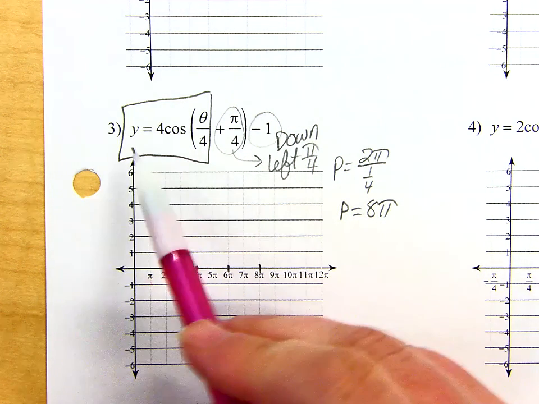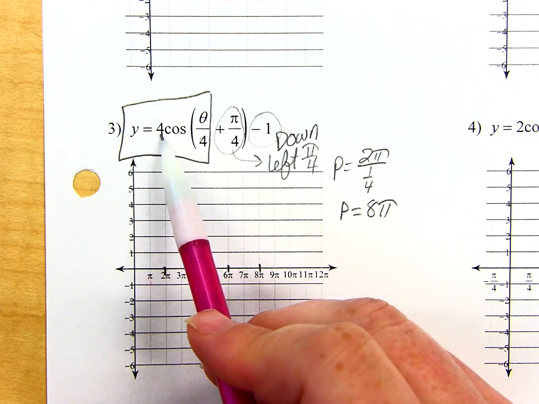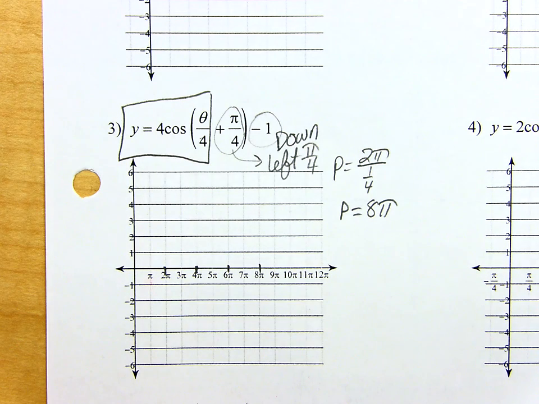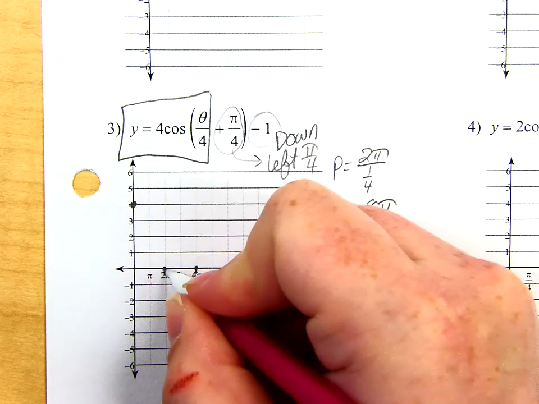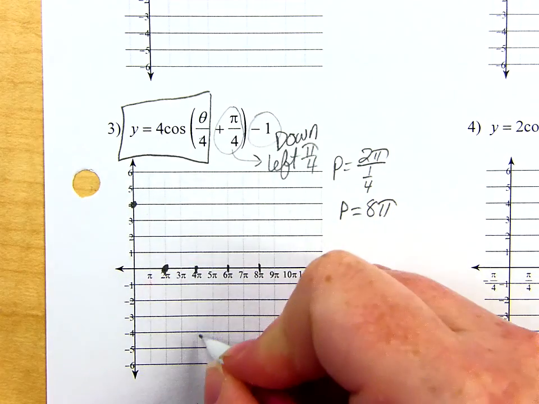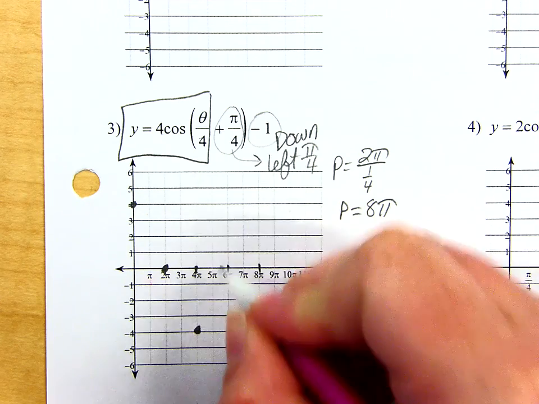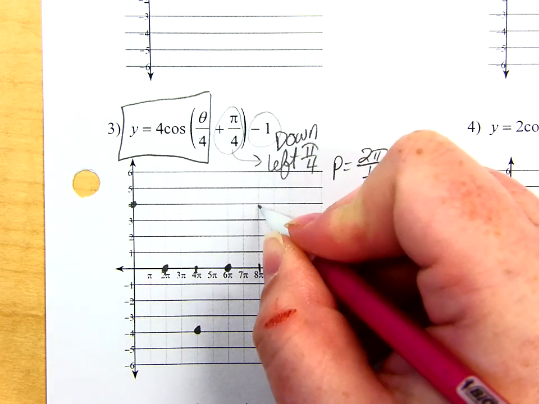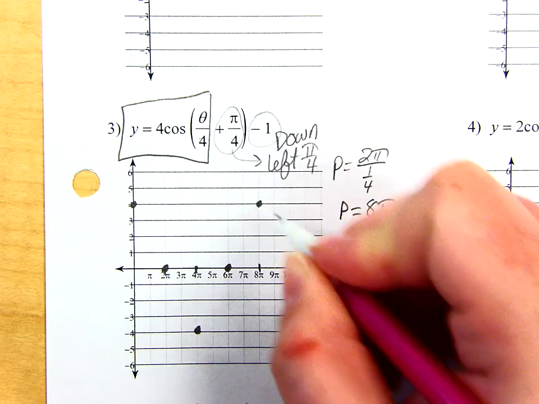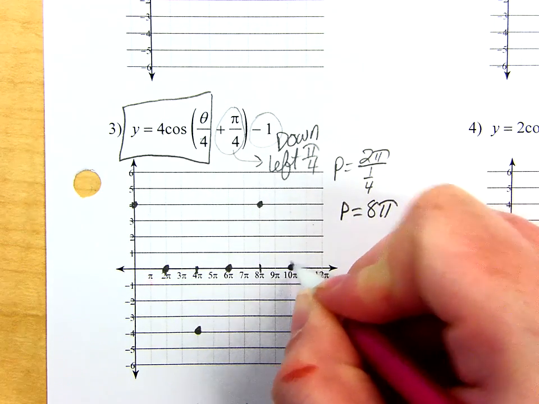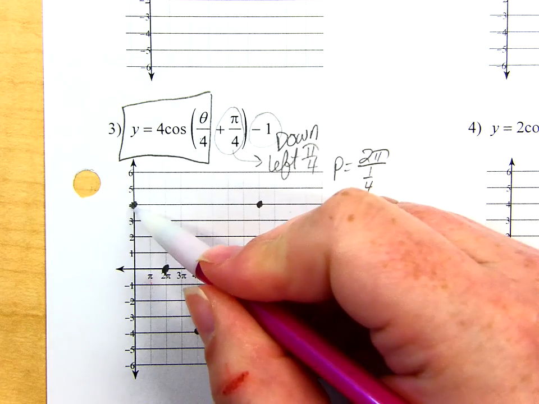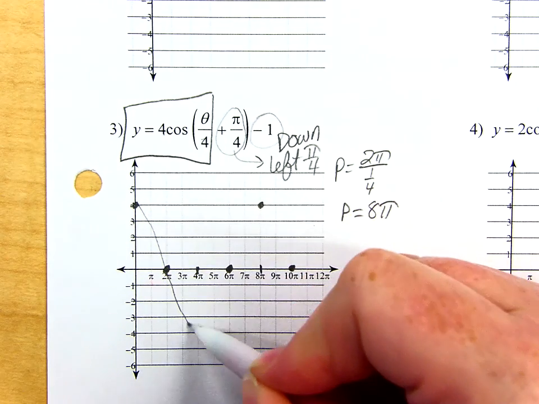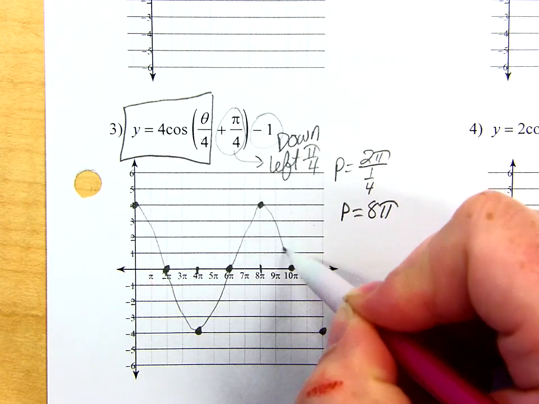And then, because I have a 4 out in front here, what does that do? Right, that's my amplitude. So it's cosine, so I'm going to start at 4, drop down to -4, hit the x-axis, and back up to 4. And I'll just finish out the pattern to complete my graph. There we go. So there is my original cosine curve.